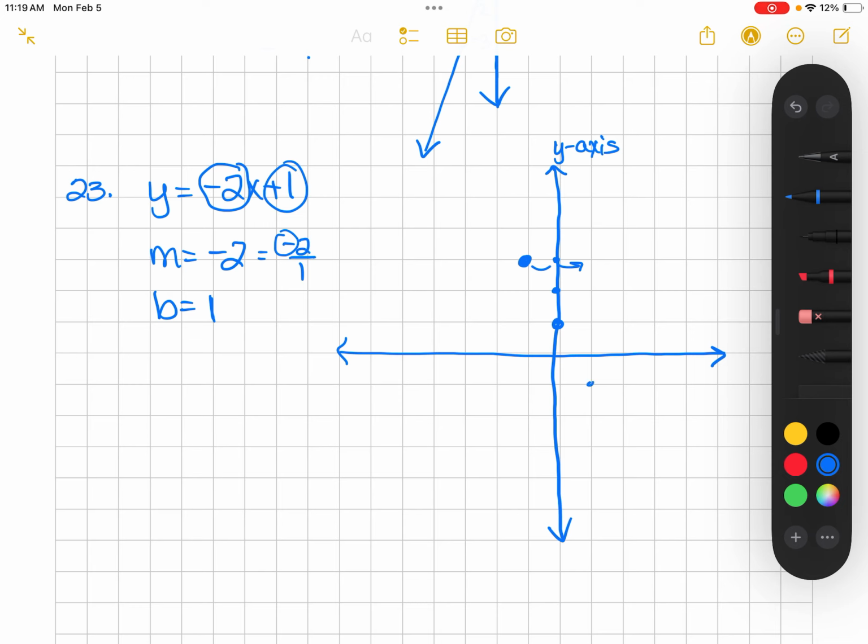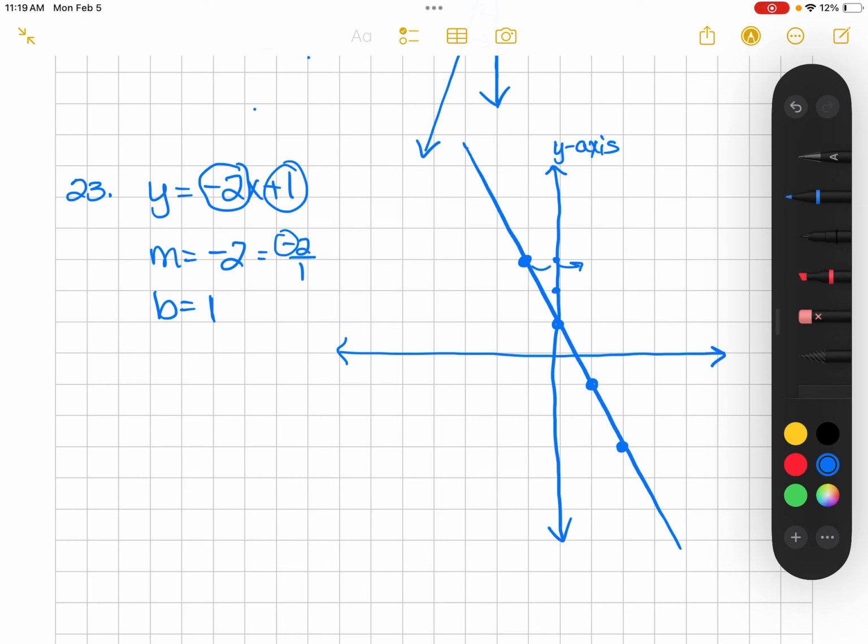Okay, and I could also go down 2 and over 1. See how I can make this line have the same slope over and over again by going up 2 over 1, down 2 over 1. I could do it either way as long as it is going to the left and has the same slope. Okay, so here's my line.